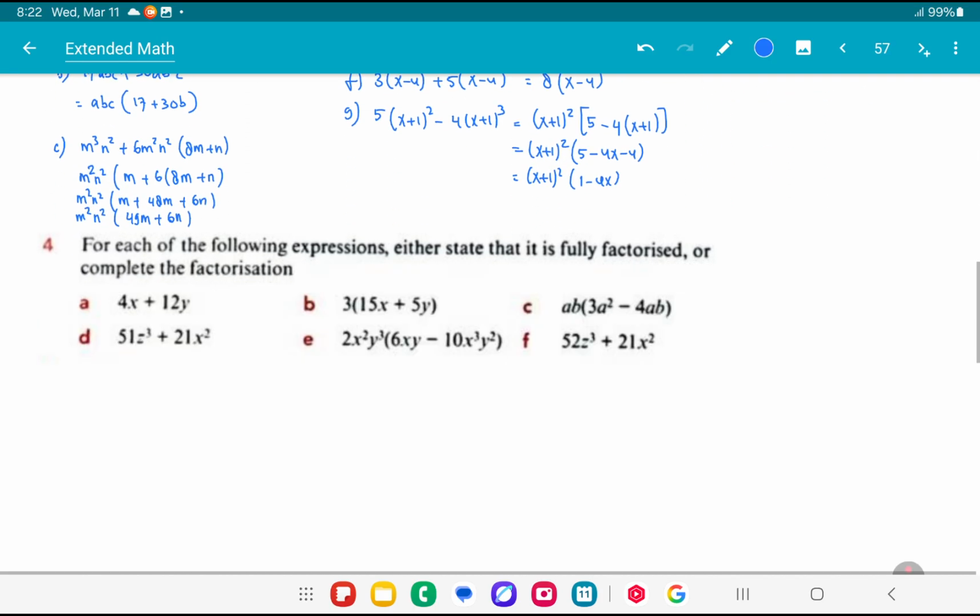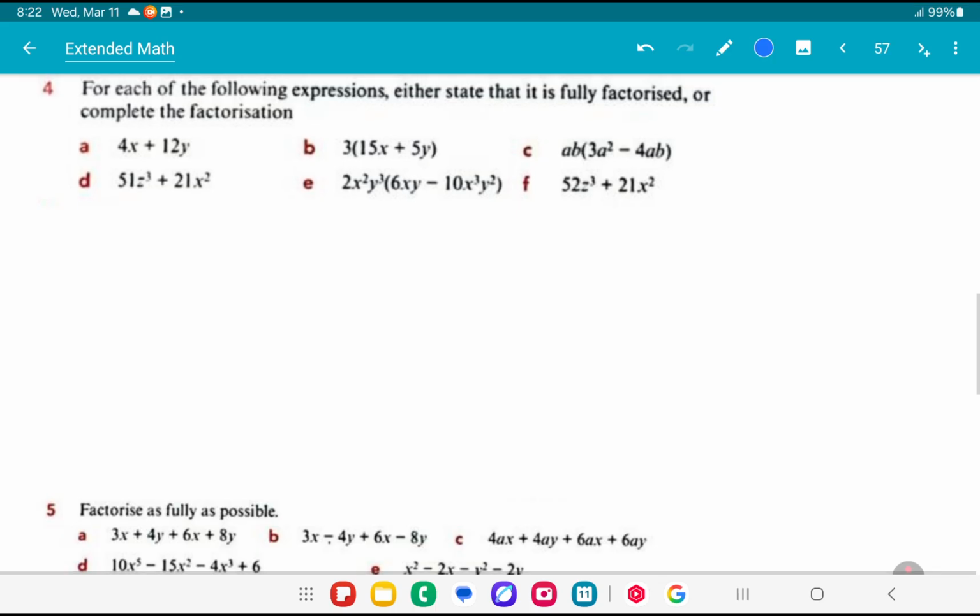Next, we move to question number 4. For each of the following expressions, either state that it is fully factorized or complete the factorization. For question A, 4x plus 12y, we can divide by 4. So we got 4 multiplied by (x plus 3y).